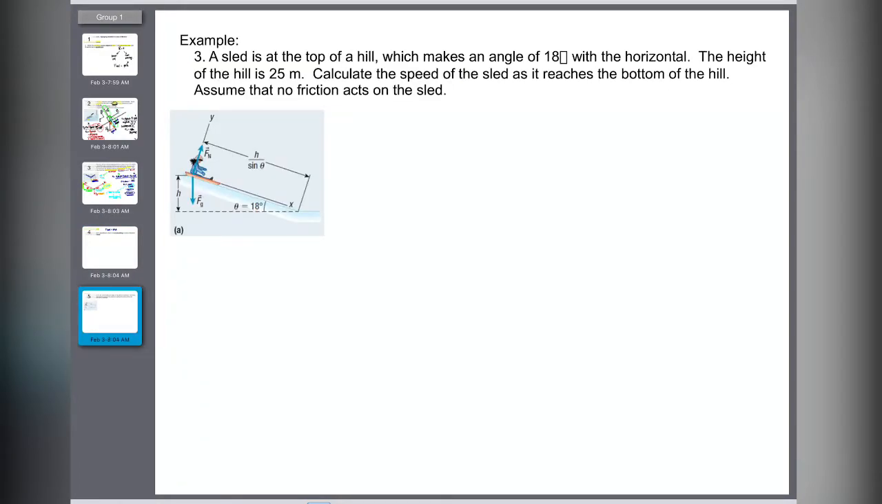So let's study this. Same question, similar to number 1. The picture looks more confusing with all that stuff. They give you the angle at 18. Okay, it's at the top, and the height of the hill is 25. So you see that this is 25. Calculate the speed of the sled as it reaches the bottom of the hill, assuming no friction. They want the speed. Oh, they're actually joining it with kinematics.